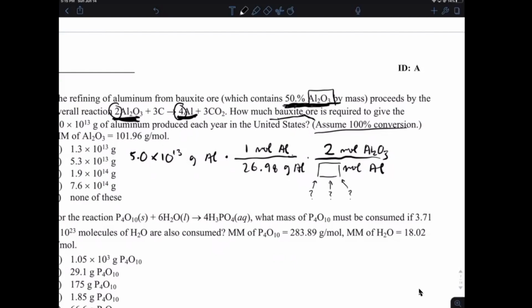What would go on the bottom there? Would it be a 3? Yeah, it would be a 4. Perfect. And that's just from reading the equation. We just read off the coefficient of whatever we need. Okay, so now we have it in moles Al2O3.